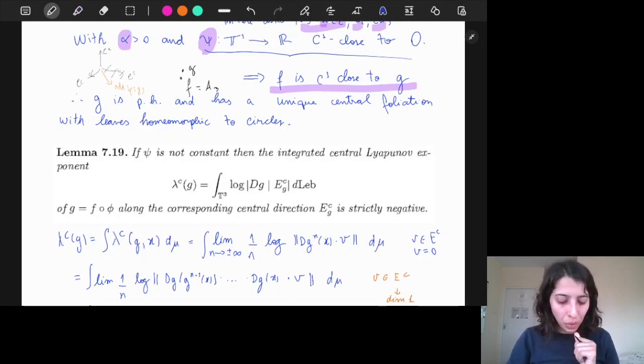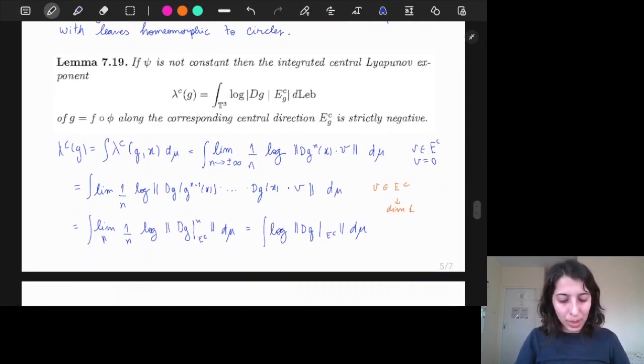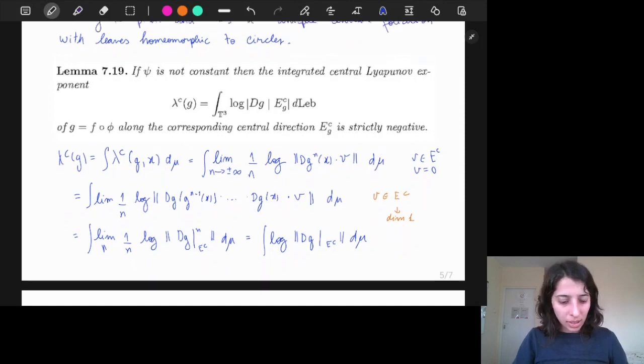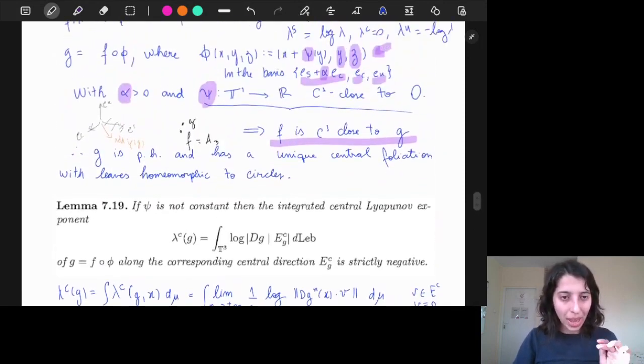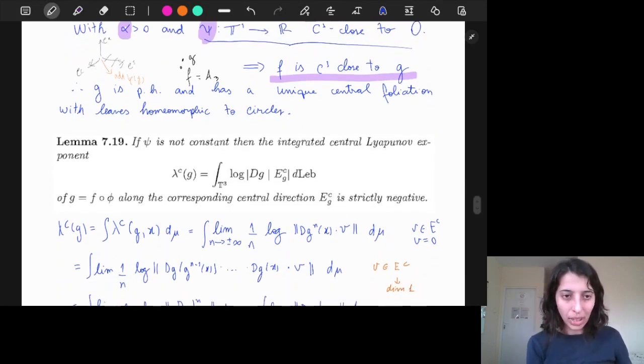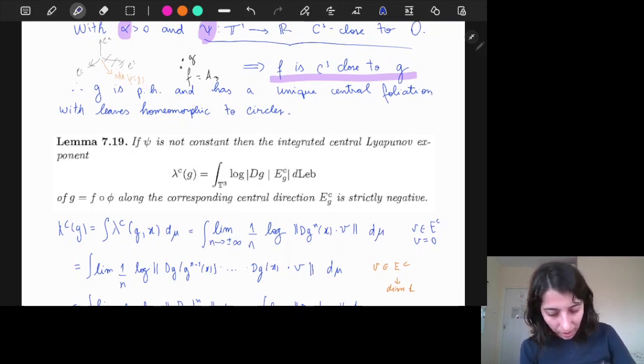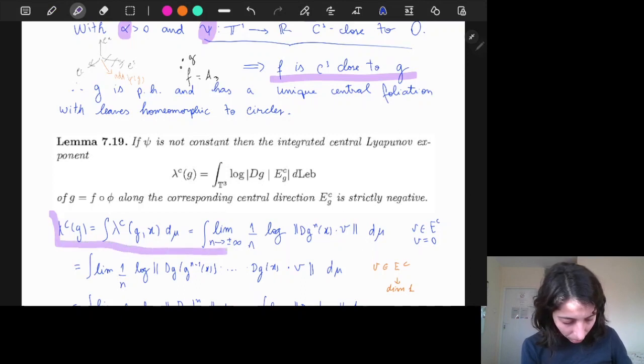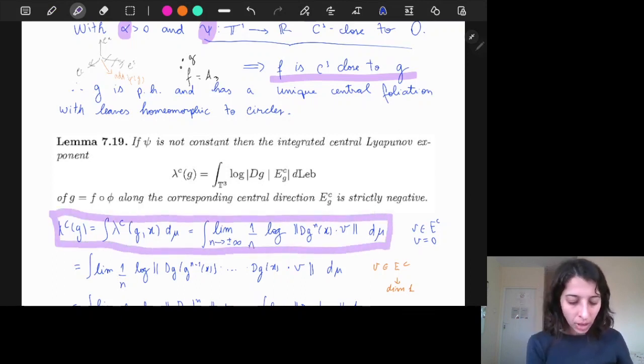And then to finish the proof, we have to prove this lemma here. This says that if psi is not constant, this function psi we use to add on the center plus stable direction, then the integrated center Lyapunov exponent, that is defined like this, is strictly negative for G.